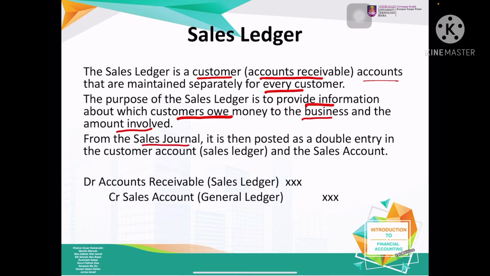From the sales journal previously, we are going to post it to double entry in the customer account, the sales ledger, known as a T account, and the other account involved is the sales account. So our double entry is debit accounts receivable and credit sales account. This depends, for example, debit accounts receivable from Ahmad. So we should have Ahmad Sendal Berhad, which means that here we debit accounts receivable Ahmad Sendal Berhad.